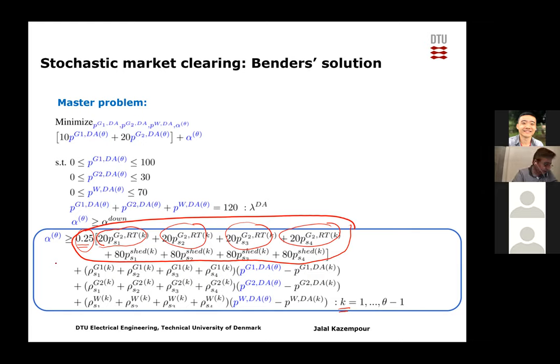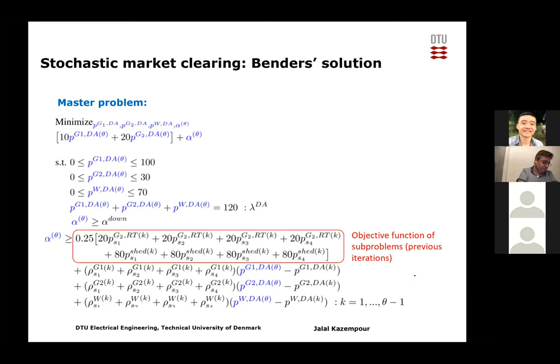The other term of cost in real time is load shedding. And again, we have the load shedding cost in all four scenarios. So these two lines simply give the value of the objective function of all subproblems. And as Liang mentioned, of course, we need to have probability here.